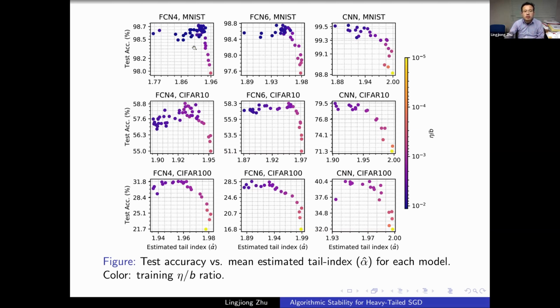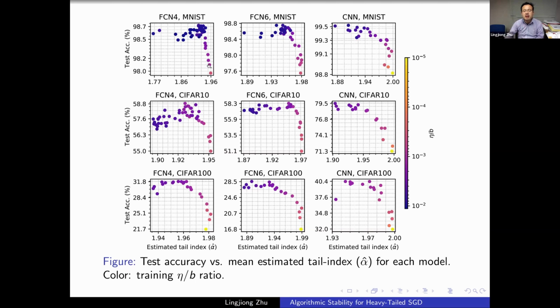Here you can see that when we do the estimate, the tail is not that heavy, usually between 1.77 and 2.0. Of course, 2.0 basically means no heavy tail. Here we look at several examples, for the fully connected neural network with 4 layers, 6 layers, and also a convolutional neural network. The overall trend is roughly an inverse U shape.